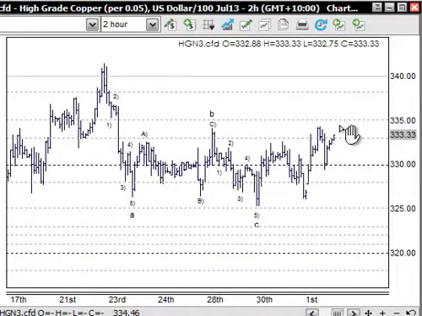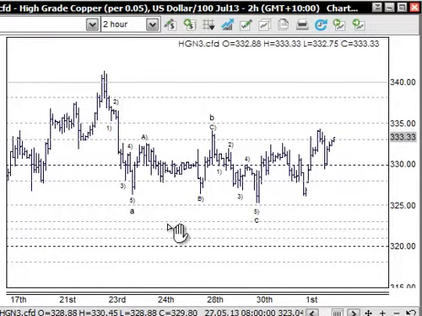It'll be tested once we get a break higher through here. But it has tested and it is supported. So it does really come back to that wave count that we've had.